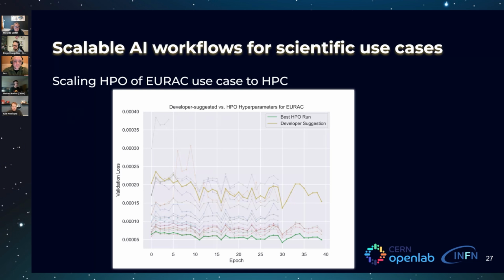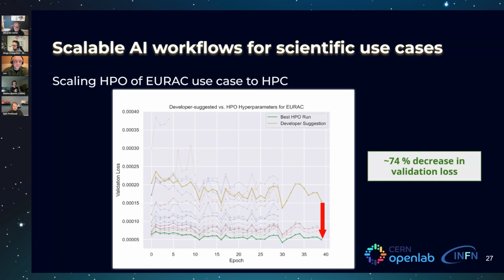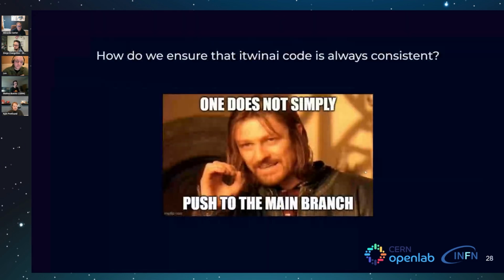Here we have an example of hyperparameter optimization. With the integration in RayTune AI, which is based on RayTune, we were able to improve the validation loss by almost 75% compared to the initial guess of the hyperparameters. This is all to say that we are really interested in developing a toolkit which is able to distribute the workload on HPC resources, on multiple nodes and multiple GPUs, reducing the overhead for scientists, the engineering overhead.